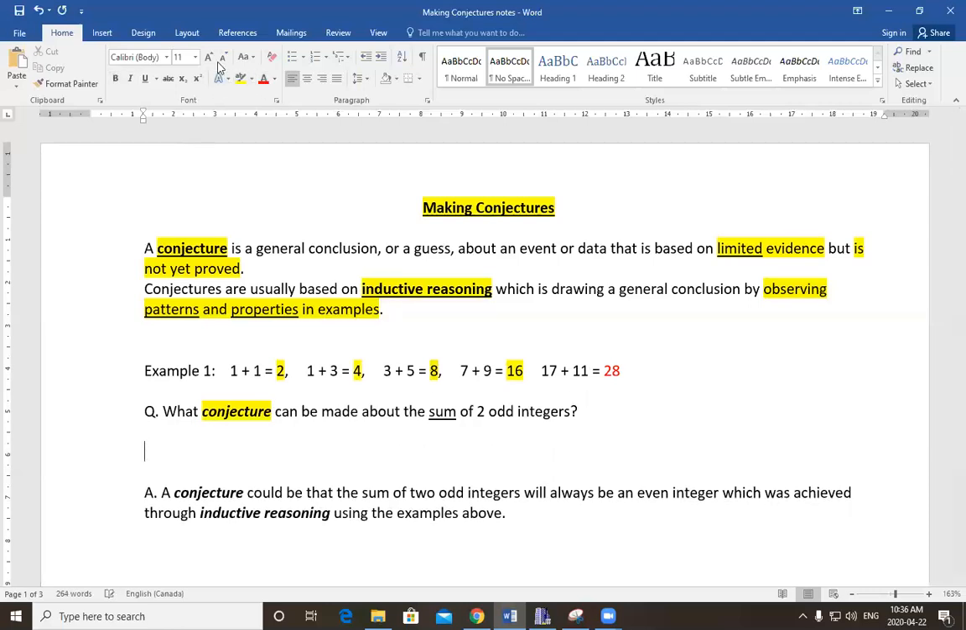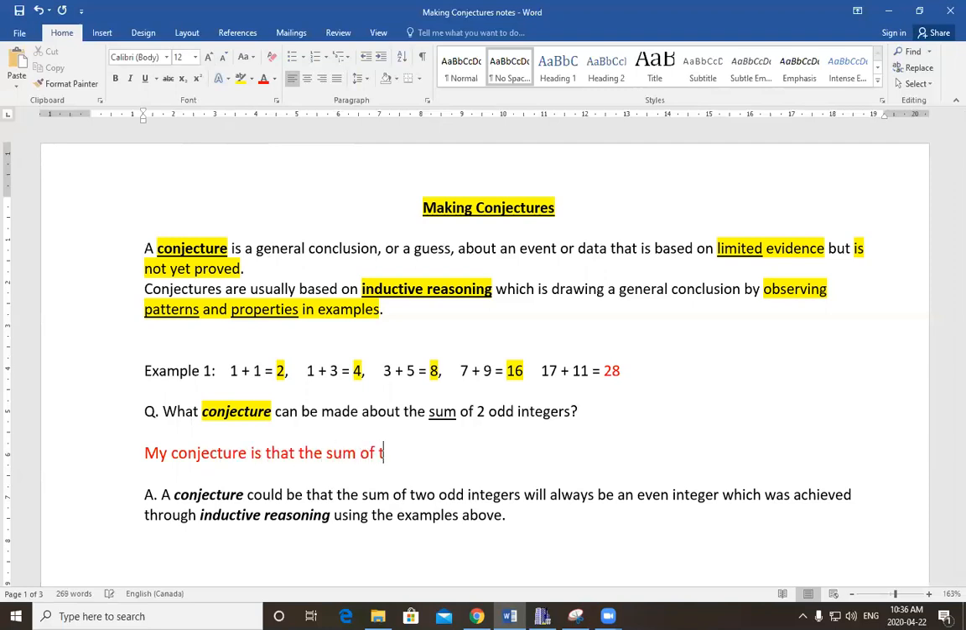So my conjecture is that the sum of two odd integers is always an even number. Certainly from our examples, it's showing that 2, 4, 8, 16, 28, those are all even numbers. So our general conclusion, our conjecture, is that when we add two odd integers, we will always have an even number. So that is kind of how we state a conjecture.